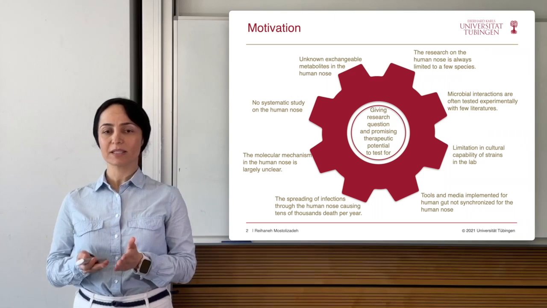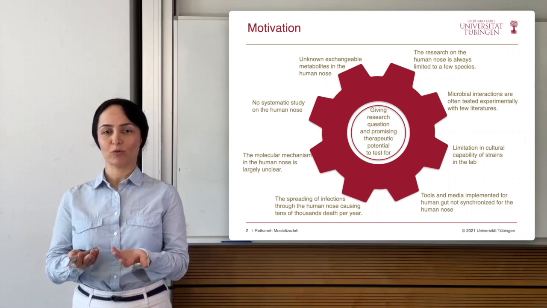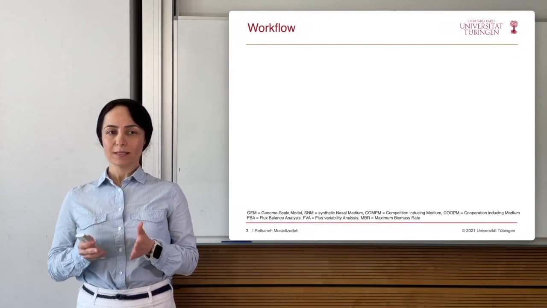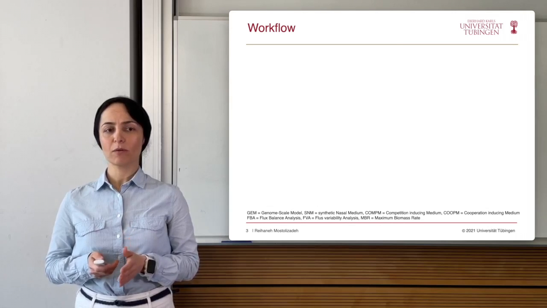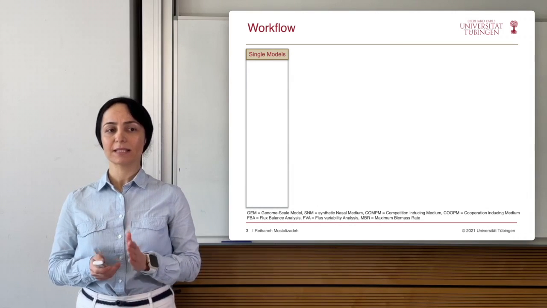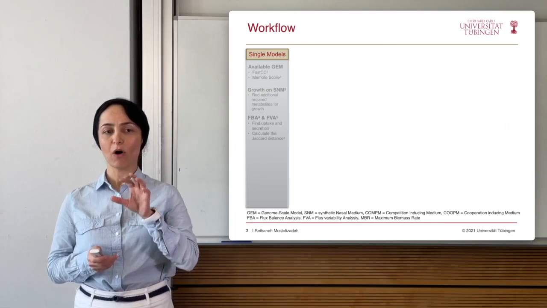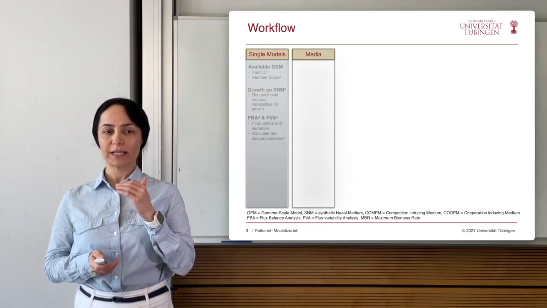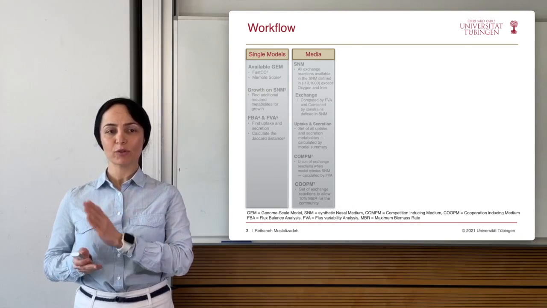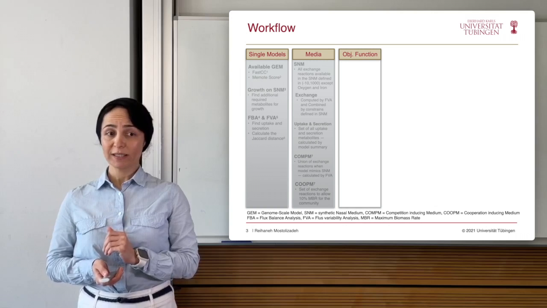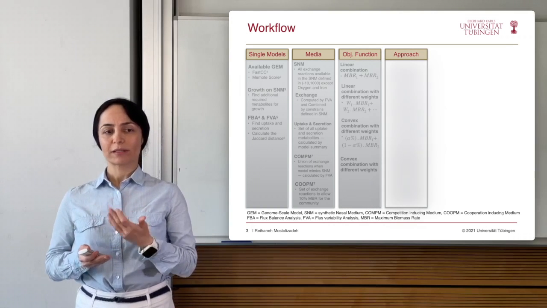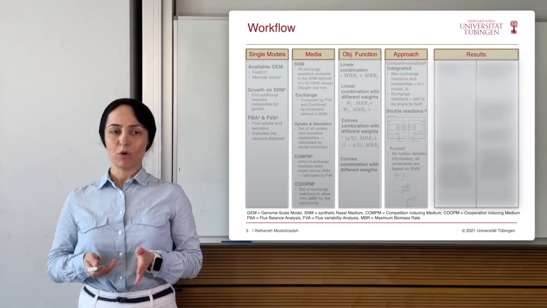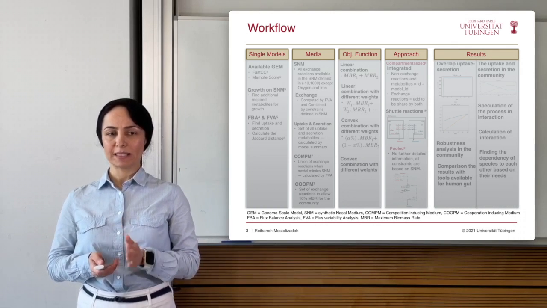And of course, this research gives some research questions to us and also some promising potential to test for. Let's start with our workflow. The workflow is comprised of several steps: single model, which focuses on analysis of all single models that are coming to the community; media, which includes different definitions of media for the community; objective function; approaches that are included; compartmentalize and pool; and the last part, result. In a moment, I will go to each step and explain one by one.